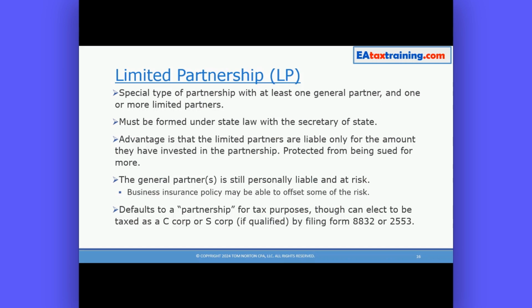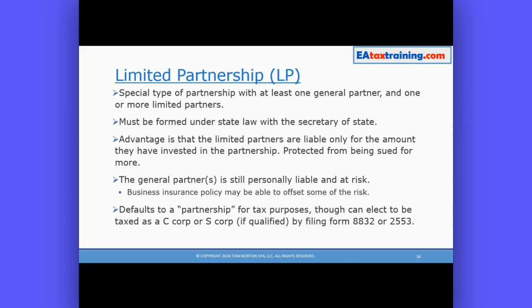It's only the amount that they actually invested in the partnership that they can possibly lose. So they are protected from being sued for more. Now, the general partner or partners, they are still liable and at risk. And remember, there has to be at least one of those. So you can't make everyone a limited partner. At least one entity or person has to be a general partner and therefore be at risk of being sued. But again, you can get a business insurance policy to help with that.